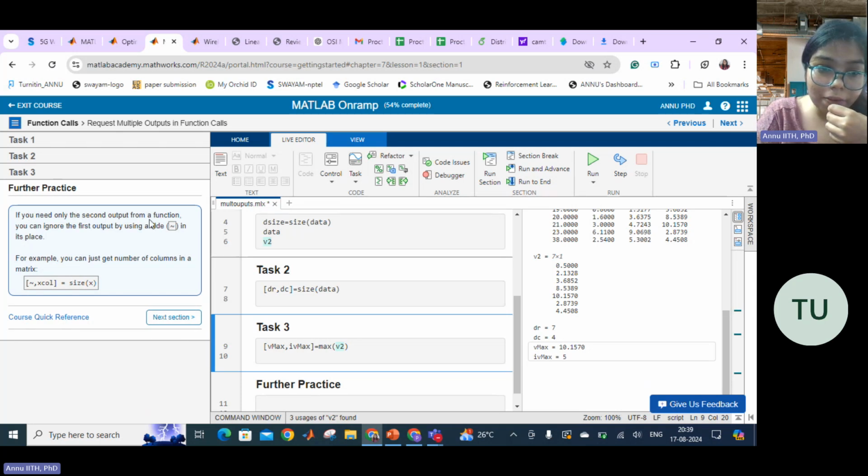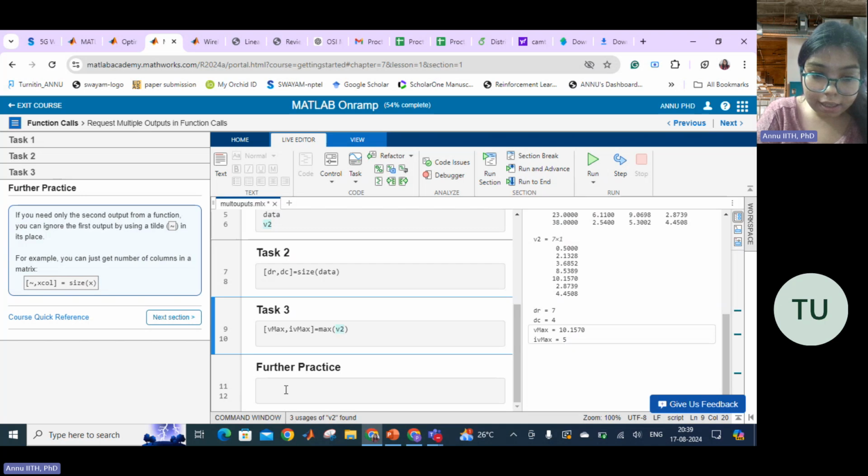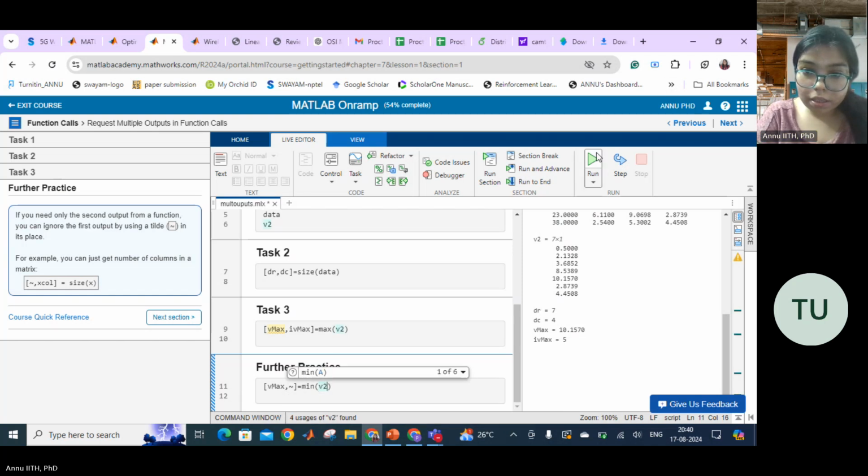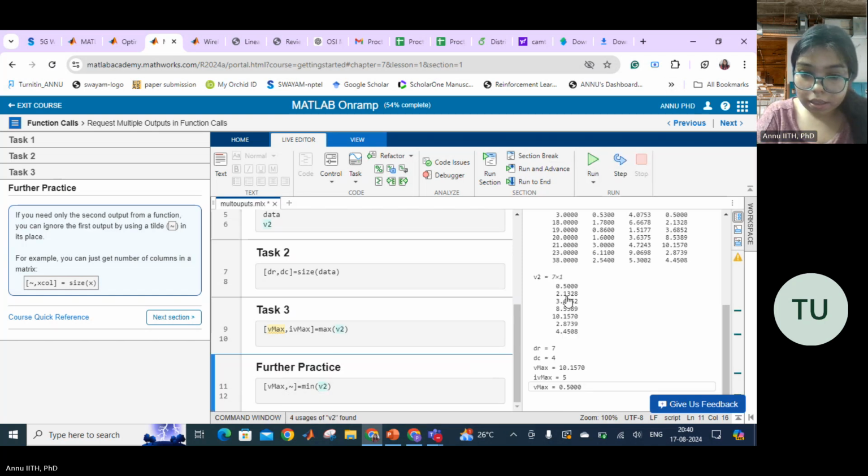If we can have further practice, we can go. If you need only the second output from the function, so you can have it. That is correct. So if you want only the second output, you can use this tilde sign. Suppose we want to use tilde. Let's see. So tilde is actually restricting the first output. Correct Vmax. So here it should be tilde, IVmax.